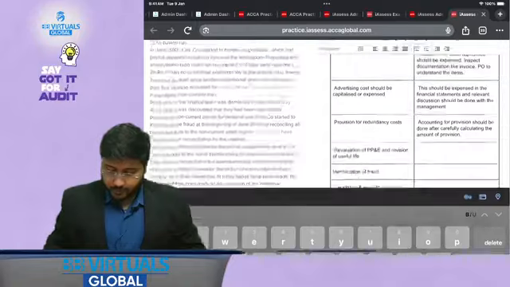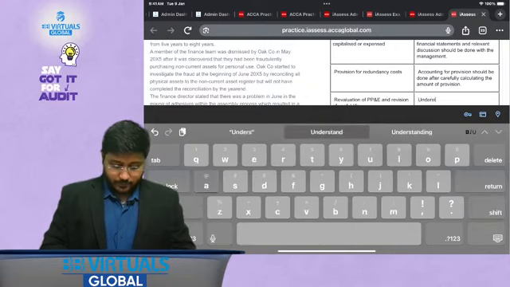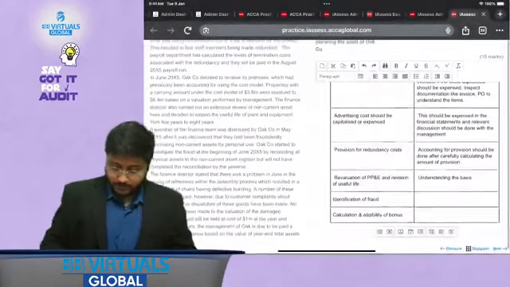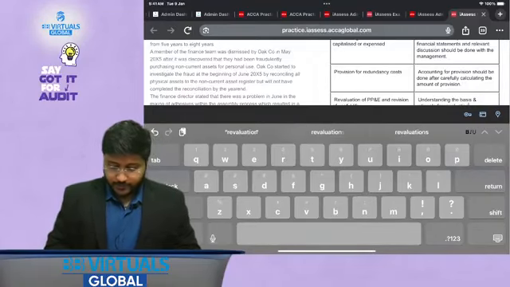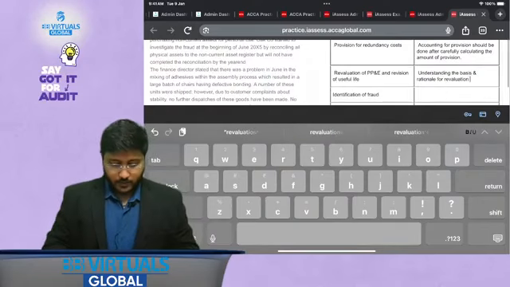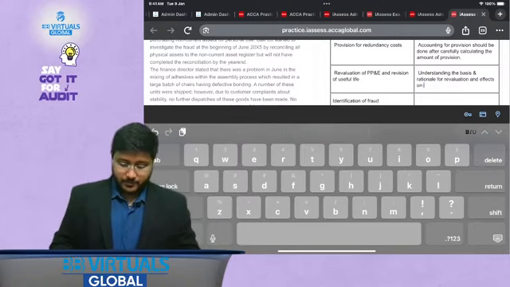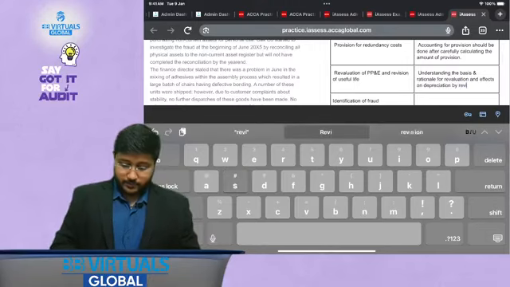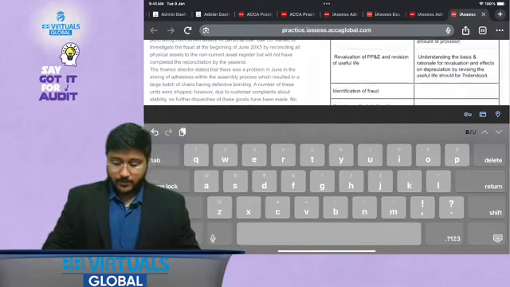Revaluation of PP&E and revision of useful life. So understanding the basis and rationale for revaluation, and effects of depreciation by revising the useful life should be understood. Okay.